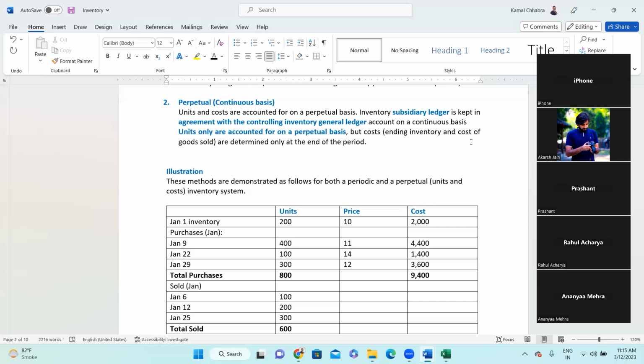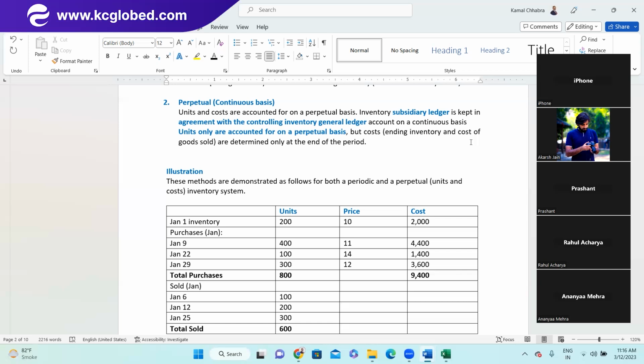Make sense? So unit and cost are accounted for on a perpetual basis. Inventory subledger is kept in agreement with the controlling inventory journal ledger account on a continuous basis. Unit only are accounted for on a perpetual basis, but cost is determined only at the end of the period. So when you are maintaining the perpetual accounting of inventory, you maintain only the units, not the cost. Cost is always calculated at the period end. Make sense?